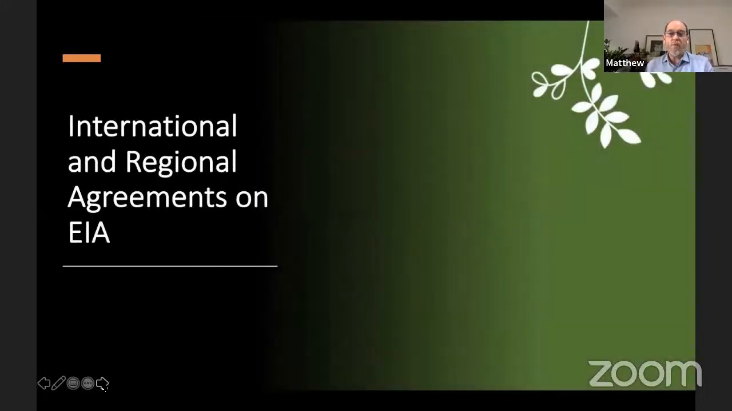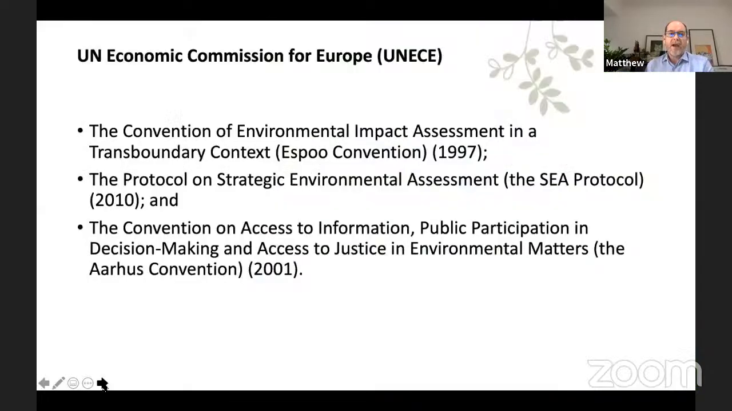So then let's briefly look at some of these international and regional agreements on environmental impact assessment. Probably the most significant are those from the Economic Commission for Europe. Now, this is broader than the EU. In fact, there's about 47 countries who are parties of some of these agreements. And the three major agreements that the UN Economic Commission for Europe developed were the Espoo Convention, which is a convention on environmental impact assessment in a transboundary context in 1997. Again, one of those things that highlighted the role of transboundary EIA in fulfilling a state's obligations not to cause harm to adjoining states. And that was followed up with a protocol on strategic environmental assessment.